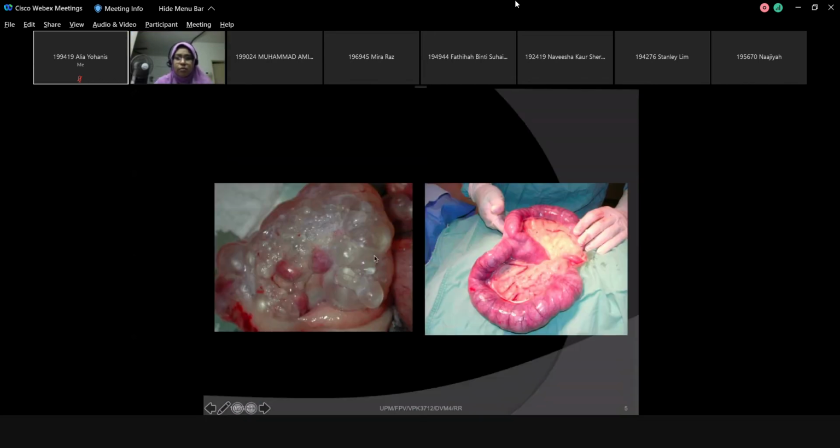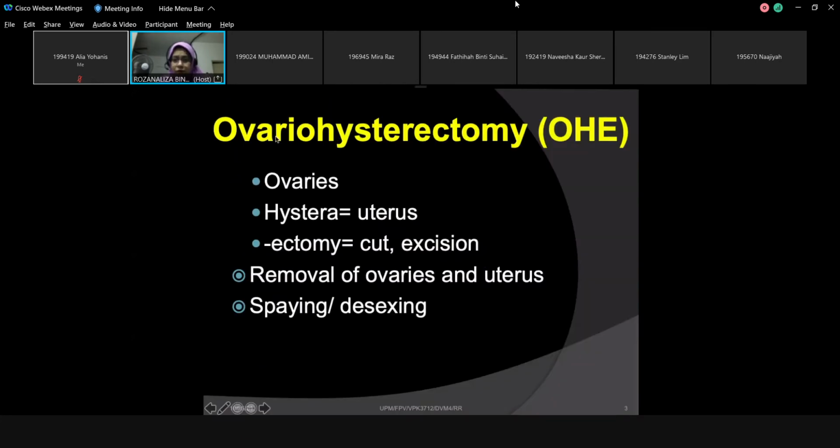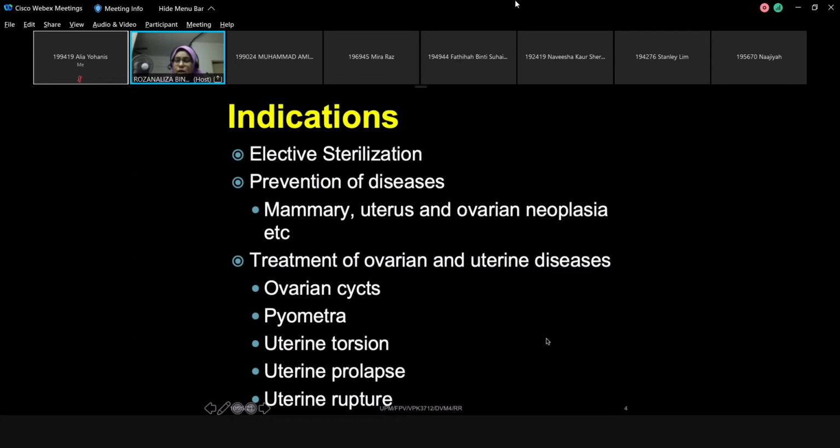You've probably seen this slide before, sorry. So ovariohysterectomy consists of the ovaries, hysterectomy which is the uterus, and ectomy, which means removal. The indication why we perform OHE is basically for elective sterilization, prevention of diseases such as mammary tumors, uterine and ovarian neoplasia. Also it is a treatment of ovarian and uterine diseases like cyst, pyometra, torsion, prolapse.